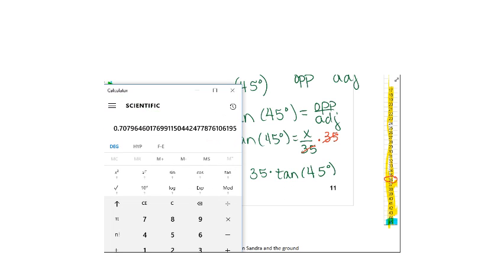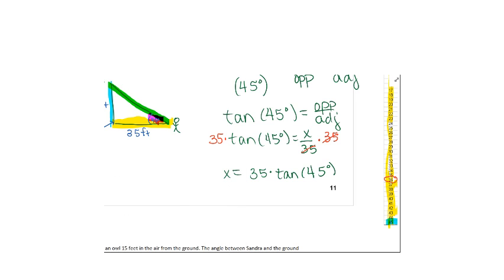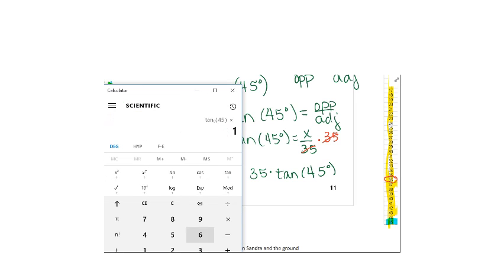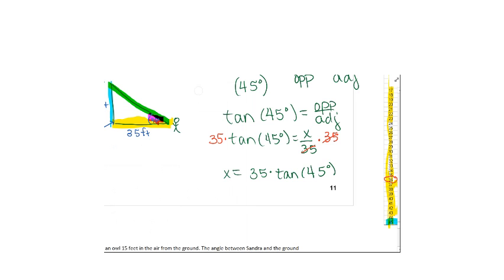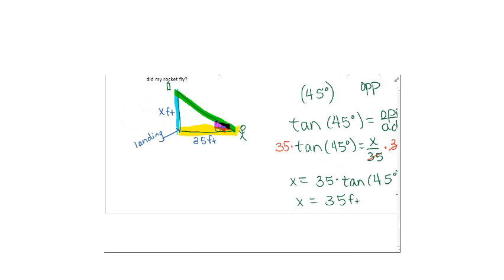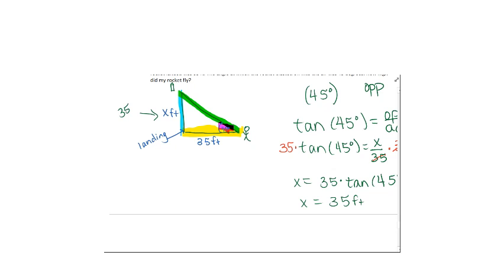So when you have your calculator, and different calculators will be different, we're going to find the tangent, first of all, of 45 degrees. So I'm going to put tangent 45. So I had to type tangent and then hit 45, and it gave me 1. Okay, now I'm going to put times 35 into my calculator, and it equals 35, of course. So x equals 35. And it's feet because we're looking for how high our rocket flew.